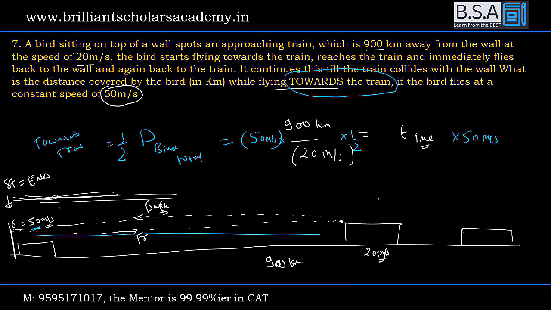So my answer would look like 900 into 50 upon 20 into 1 by 2. Units will get cancelled by default. The question has been created deliberately in such a manner that people will struggle with units. So this is denominator 4. 4 is cancelled 2 times 8 carried over 1, 2 times 8 carried over 2, 5 times 225 into 5, that is 1125. That is 1125 kilometers are traveled towards the train.